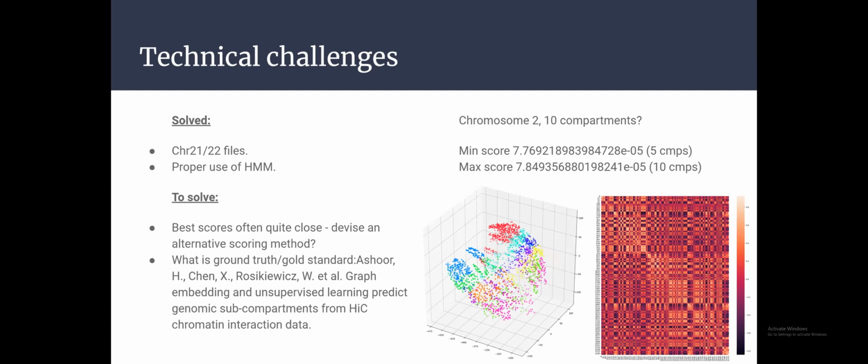But what is worth noting is that the scores quite often differ only very slightly. So this is something to look into further.